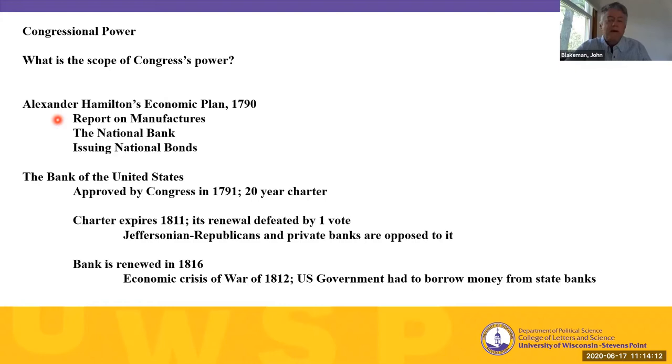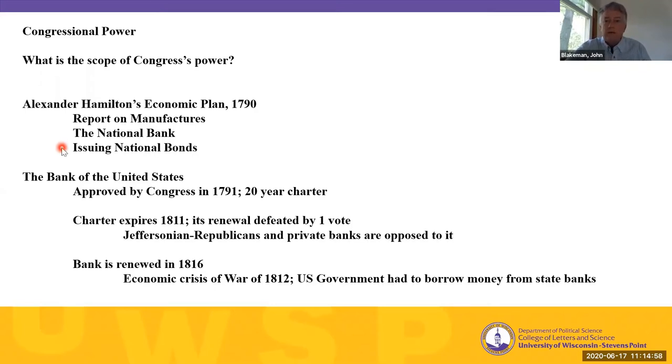But the report on manufacturers is actually pretty significant because it's an attempt to convince the federal government back in 1790 to come up with a comprehensive plan to develop manufacturing in the United States. Hamilton also argues that the US government needs to create a national bank. And a national bank would allow the US government to deposit its revenue and pay its bills from a financial institution that it controls. From 1789 through 1790, 1791, the U.S. government had to rely on the state banking system to deposit revenue and pay bills.